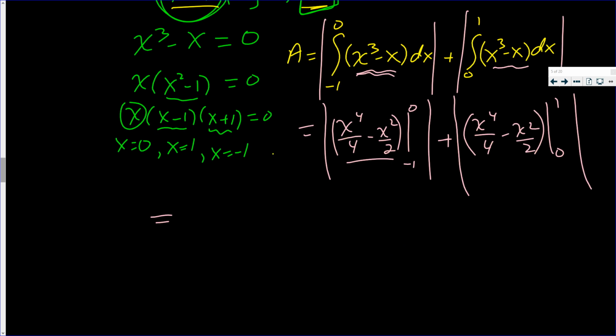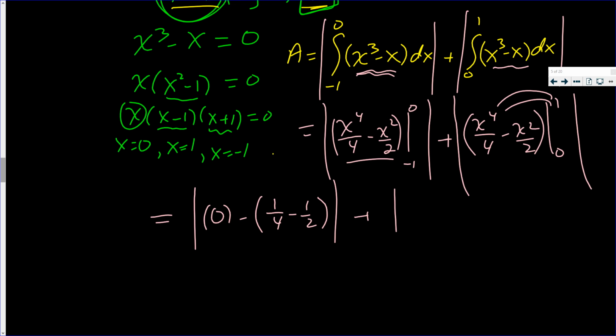Okay, when you plug in 0, you're going to get 0. Minus, well, when you plug in negative 1, you're going to get 1/4 minus 1/2. Absolute value. When you plug 1 in, you're going to get 1/4 minus 1/2. And then when you plug in 0, you're going to get 0. Okay.